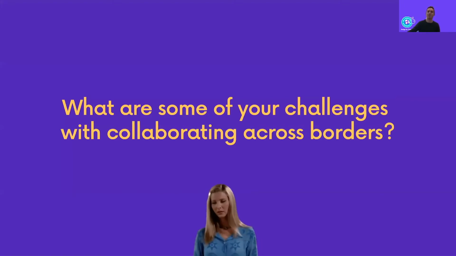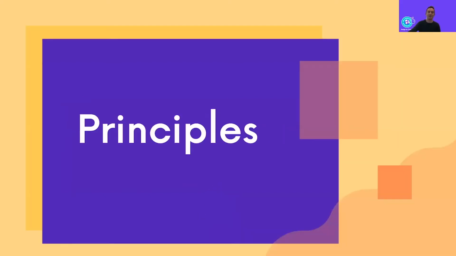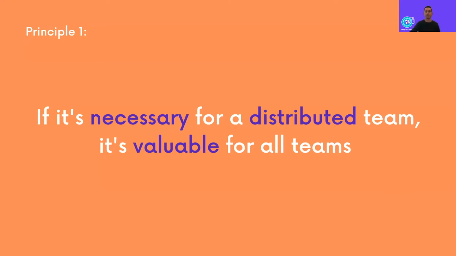So we'll move on. Feel free to keep jumping in and keep the conversation going as we go. So let's start by talking through some high-level principles that I'd really like people to think about when you're thinking about collaborating across borders, when you're trying to build those inclusive distributed teams. So the first one is, if it's necessary for a distributed team, it's valuable for all teams. Another way of saying that is, we're all distributed teams, even if we don't think like a distributed team. Distributed forces process changes that would benefit any organization.